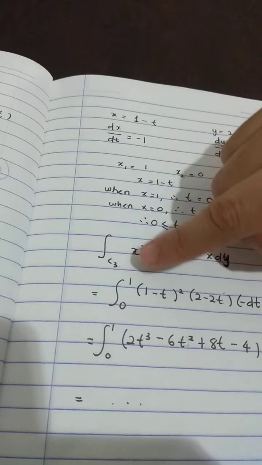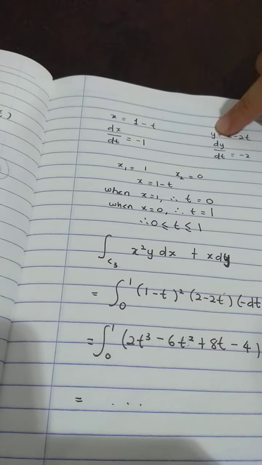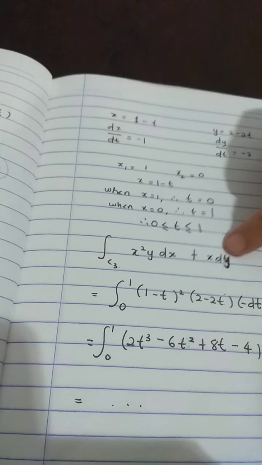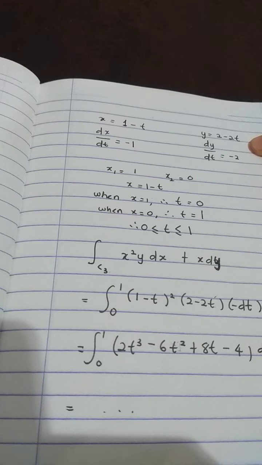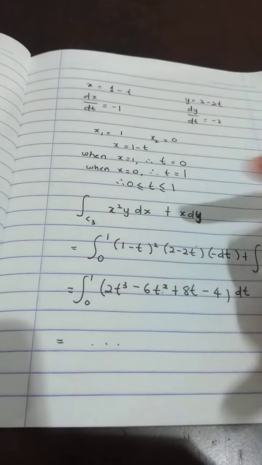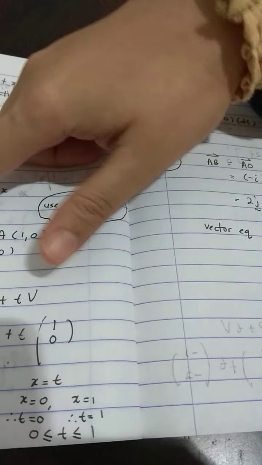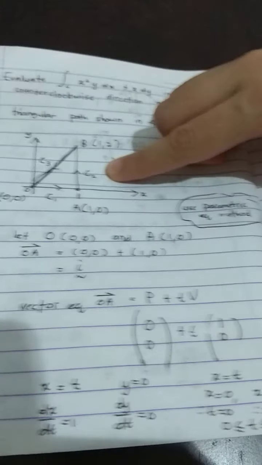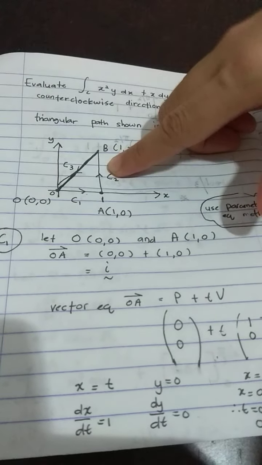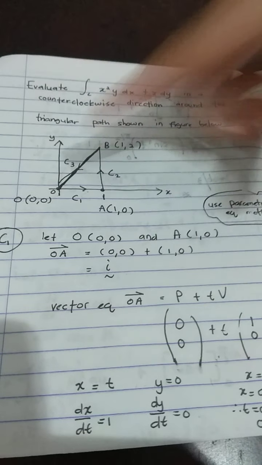We substitute x, y, dx, and dy, just solve it, and we get the answer. Then we calculate it. We have the answer for C1, the answer for C2, and the answer for C3. Then C1 plus C2 plus C3, and we get the final answer.